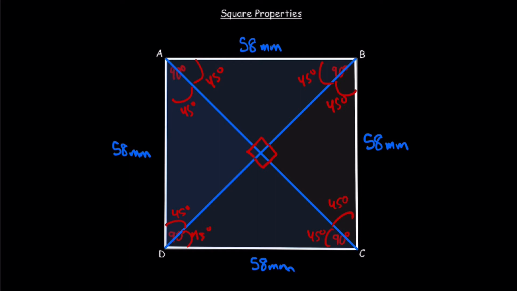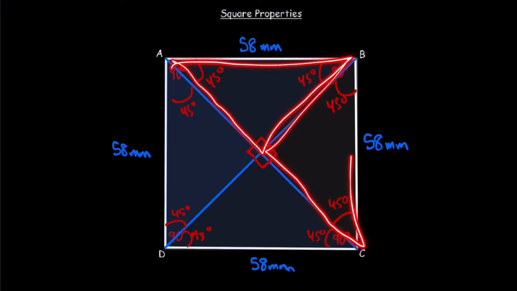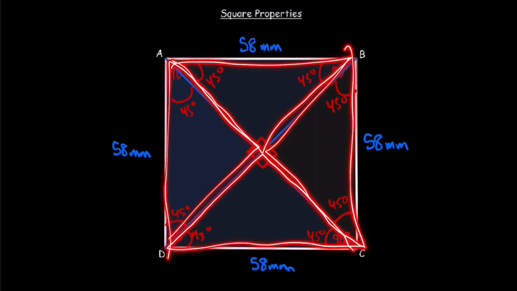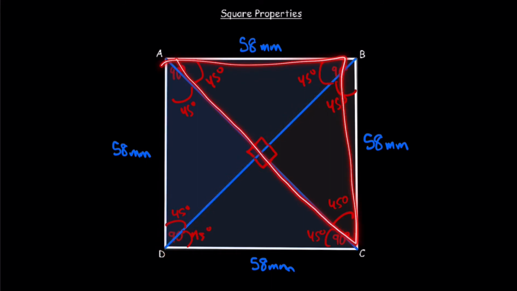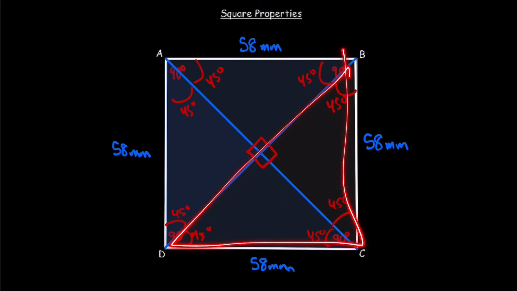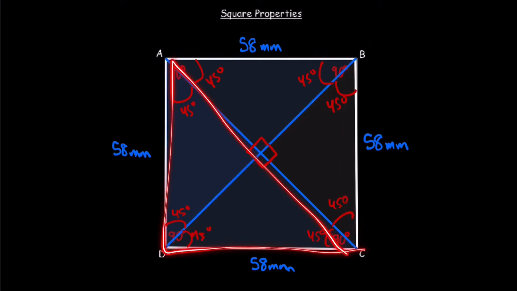Actually, wait a minute, there's 8 triangles. Think about it. Here's 4 small ones. Those are all 45, 45, 90-degree right triangles. And then you can take these. Well, there's a 45, 45, 90-degree right triangle, as is this one here, as is this one here, as is this one here. So that's what I'm saying. It's kind of cool. All the triangles formed are 45, 45, 90-degree right triangles.